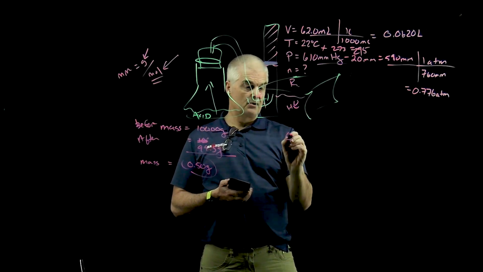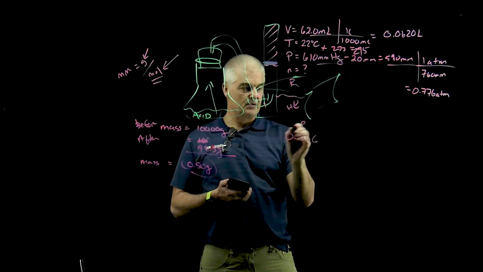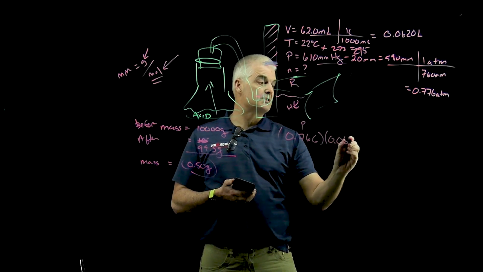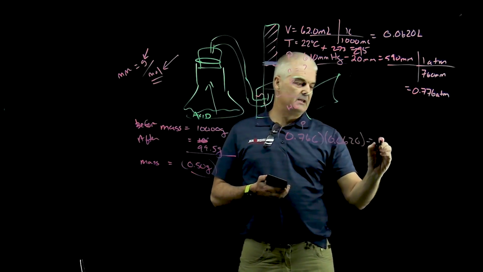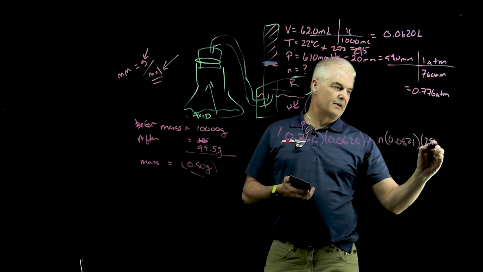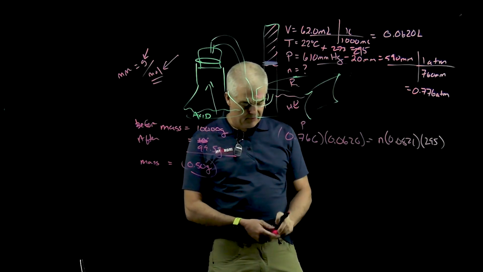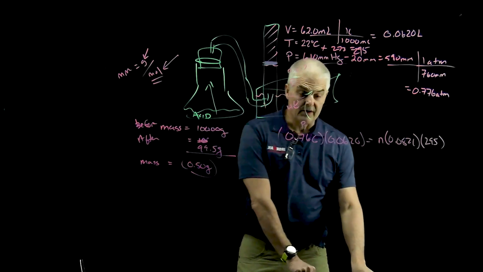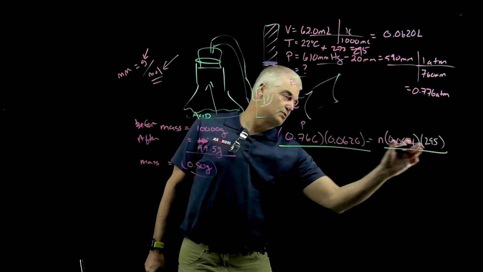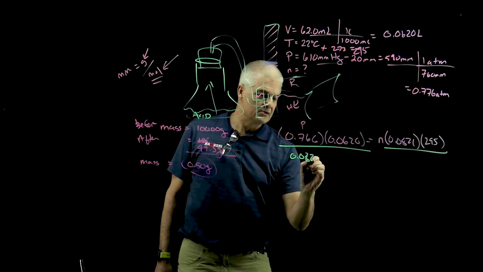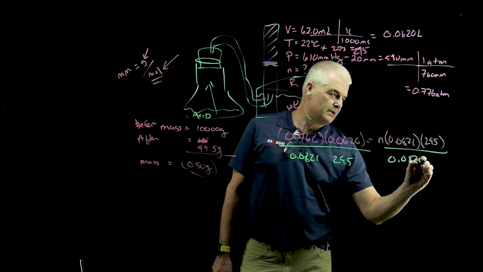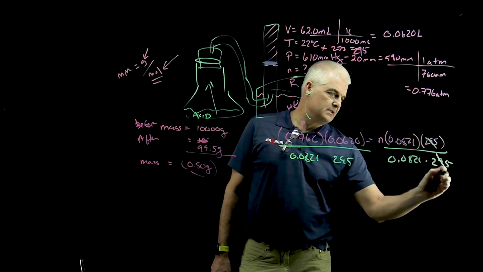P is 0.766, that's the P, times the V, 0.0620, equals n times 0.0821, that's R, times 295. Now, again, if you're not remembering this from your algebra class, the way to solve for n is we divide both sides by these two terms here, 0.0821 and 295. These cancel.